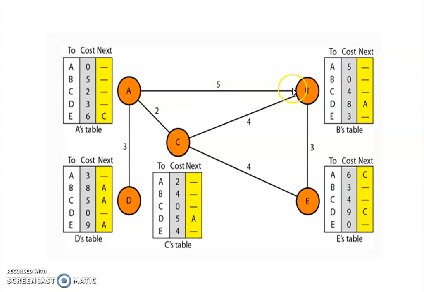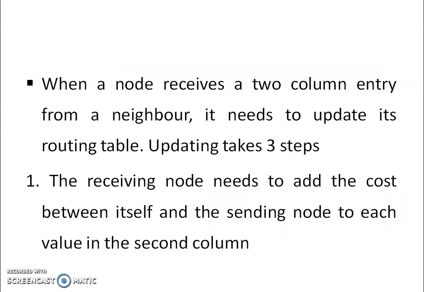Similarly, coming to B's table, we can see that B is not directly connected to D, but when B receives node A's table, node A tells B that A can reach D at a cost of 3 and B can reach A at a cost of 5. So B can update its routing table: B can reach D through A at a cost of 8. So these values are updated in the table, and the last step is the updating.